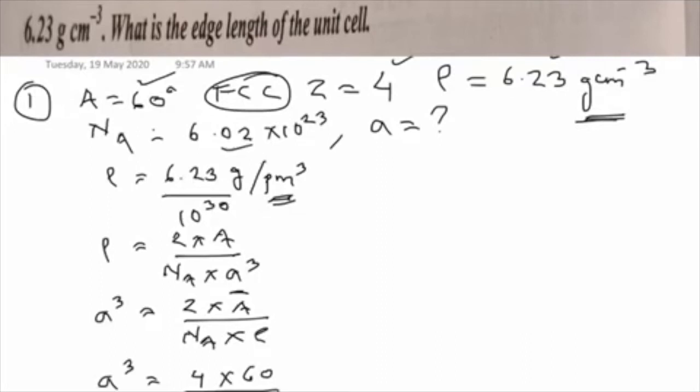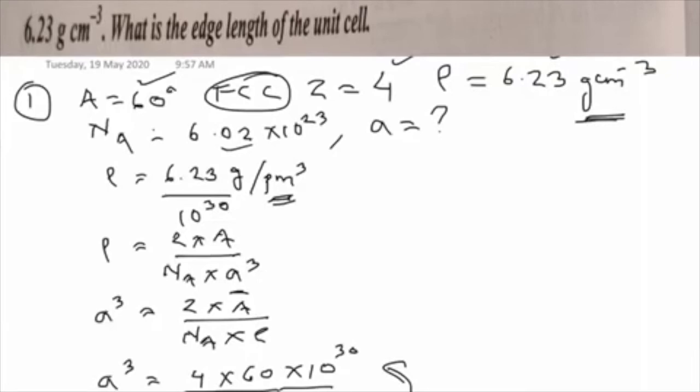6.02 into 10 to the power 23. This is your Avogadro's number, and into density, and density is given as 6.23 divided by 10 to the power 30. So instead of writing this divided by 10 to the power 30, let me take that up and write it as 10 to the power 30 on the top. Actually 6.23 is divided by 10 to the power 30, and that much gram per picometer cube. But I'm going to take that 10 to the power 30 up and write it down.